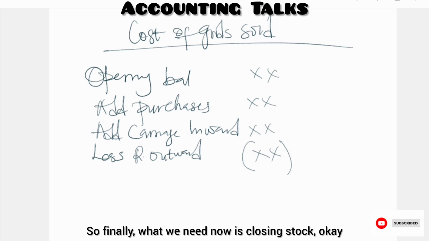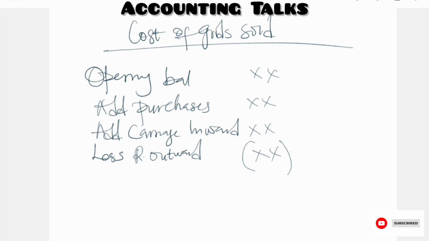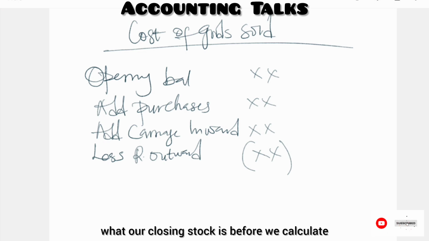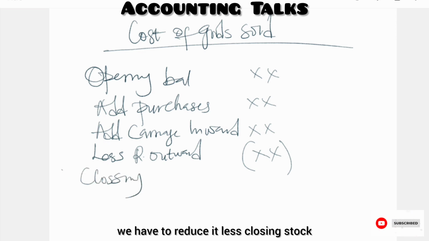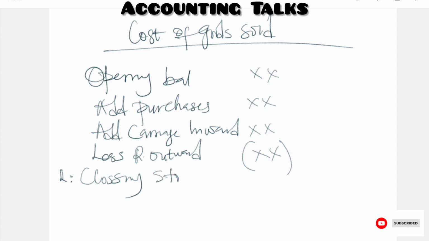So finally, what we need now is closing stock. We need to know what our closing stock is before we calculate cost of goods sold. So closing stock, we have to reduce it, less closing stock.